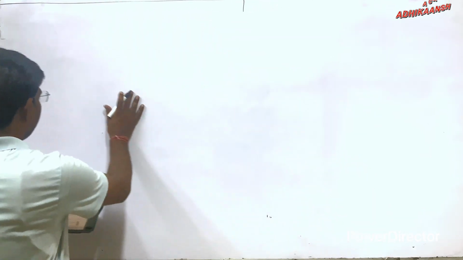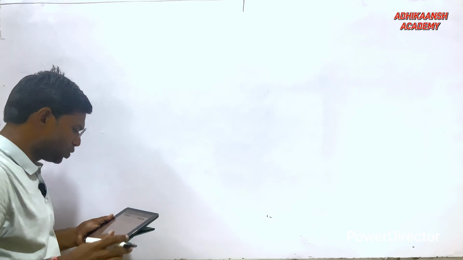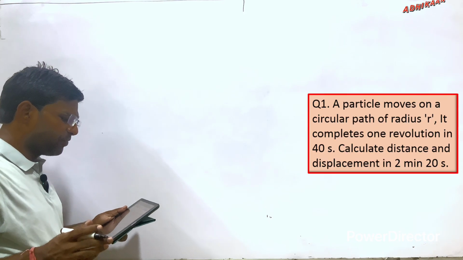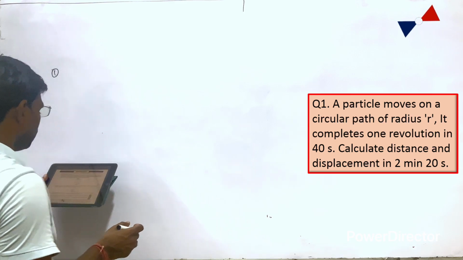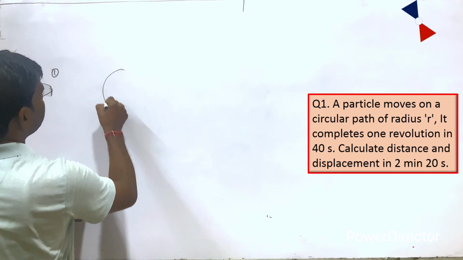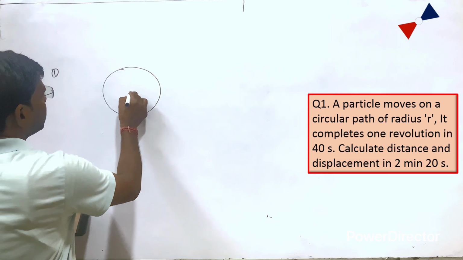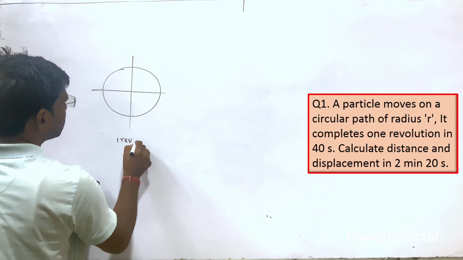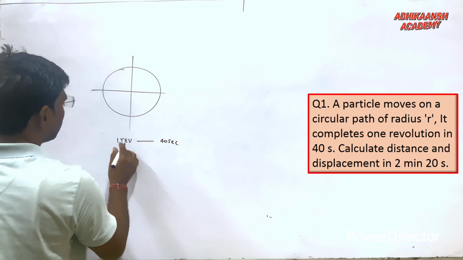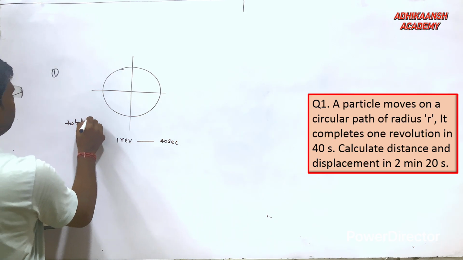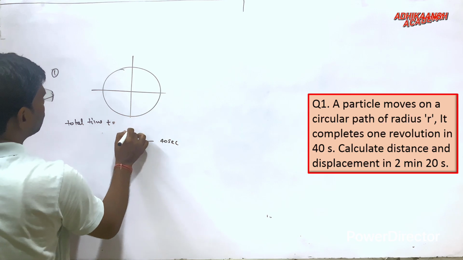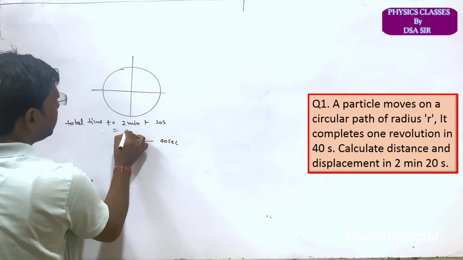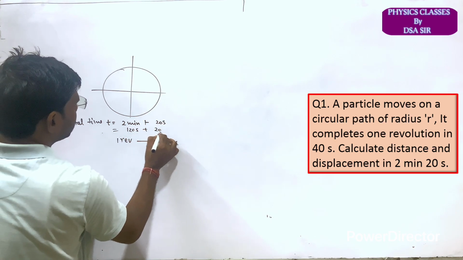This is the very first question, and in this question, a particle moves along a circular path of radius r. It completes one revolution in 40 seconds. Calculate the distance and the displacement. Suppose a particle is moving in a circle of radius r, all right, and it completes one revolution in 40 seconds. What is the total time? The total time t is equal to 2 minutes plus 20 seconds, and 2 minutes means 120 seconds, plus 20 seconds.